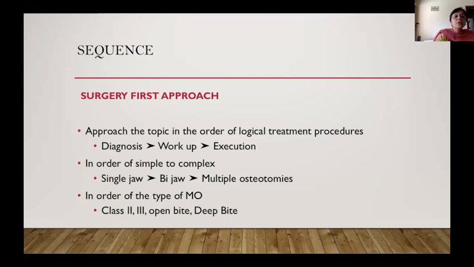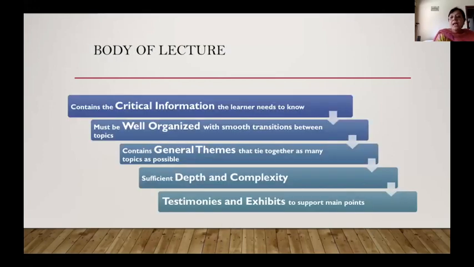Then you can also talk in terms of the type of malocclusion. For example, you deal with your class 2s, class 3, open bite, deep bite. You can go in that sequence. And now we come to the most important part, that is the body of your lecture. This is the most powerful point of your presentation, and you have to give due thought to this. So it must have your critical information.